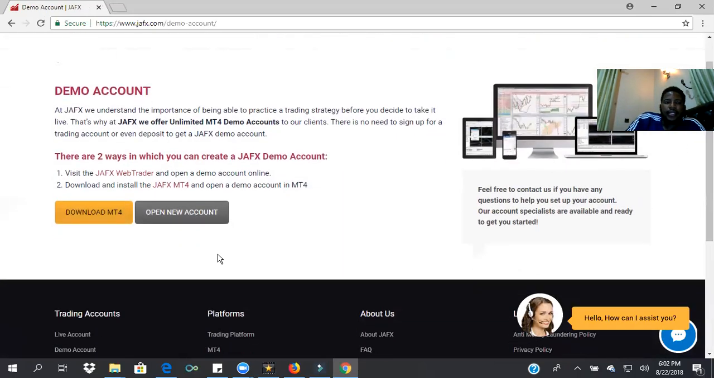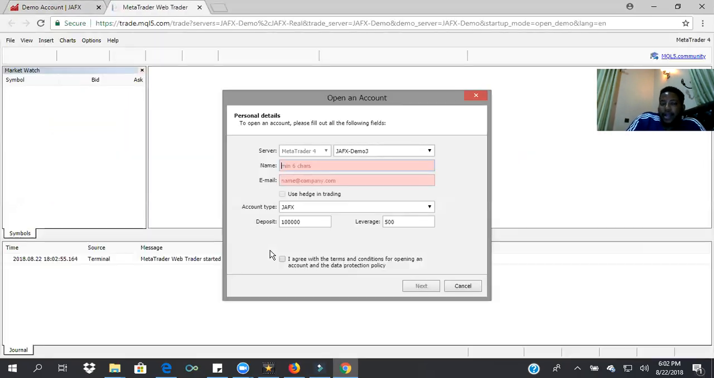So here you're going to click on JaffX. There are two ways to open. So you're going to click on JaffX Web Trader. That's where you're going to open your demo account. And then here, you're just basically going to fill in all this. My name, Kene. Okay, email, Kene at TradewithKene.com.